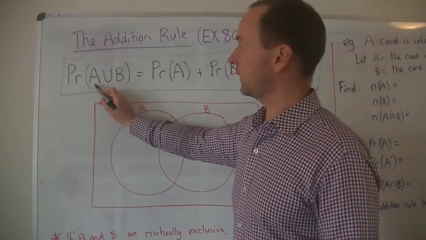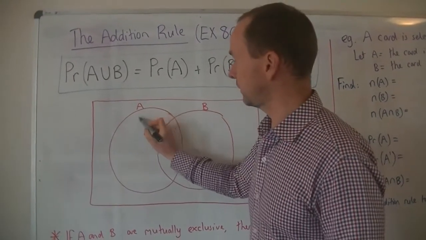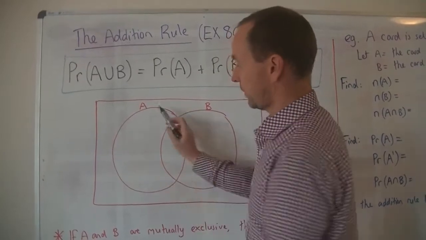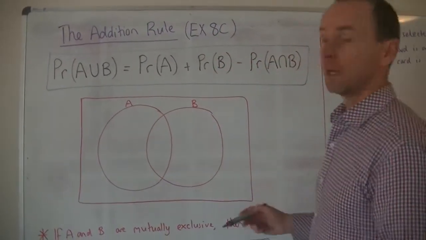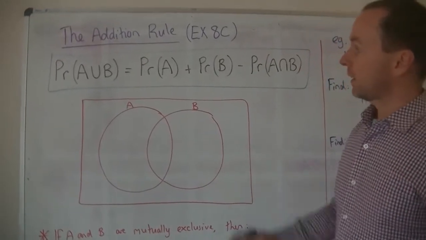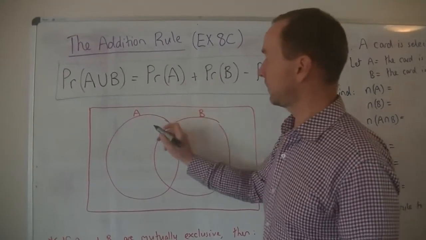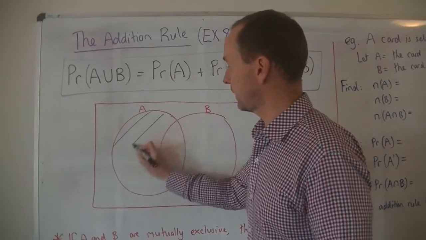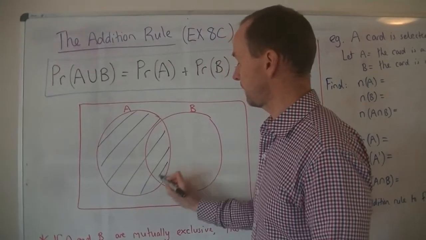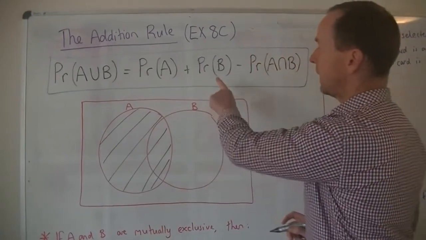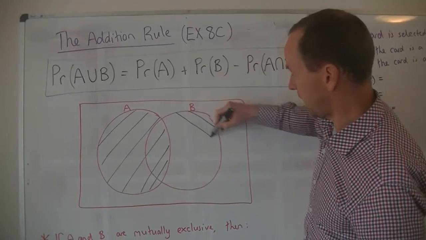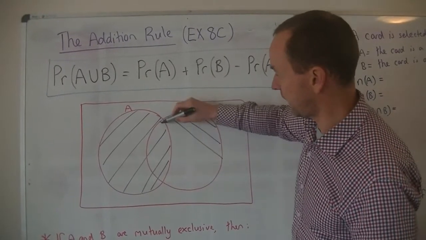To find the probability of A union B, the union is all of A and all of B, including this middle section. So it includes everything except for the ones that are outside. If you look at the probability of A, I'll shade that in for you. The probability of A is that whole circle there. Plus the probability of B. B is this whole circle here.